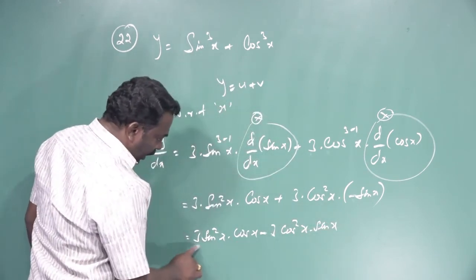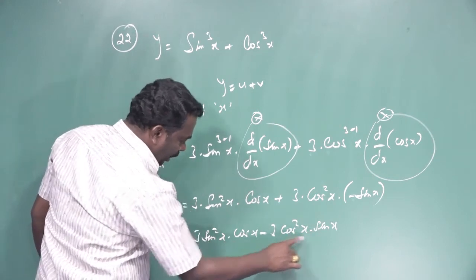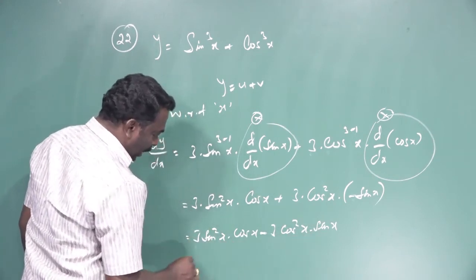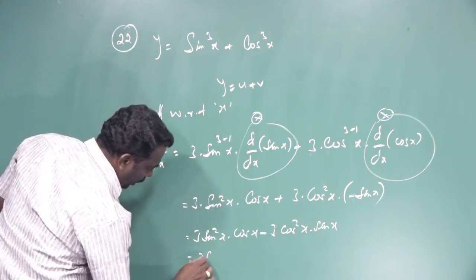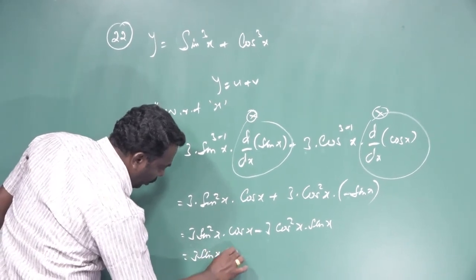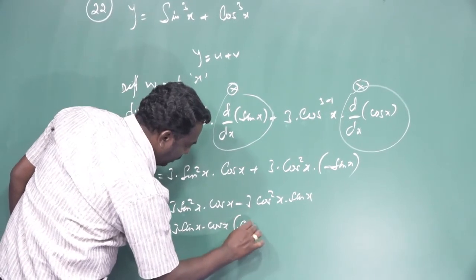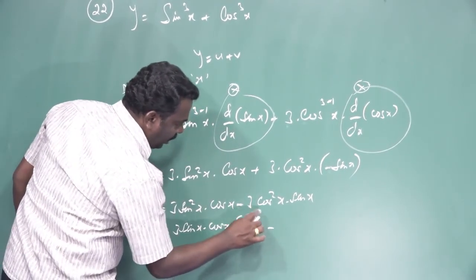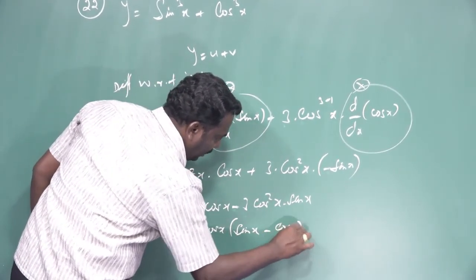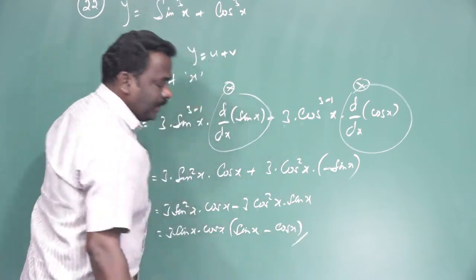In the two terms, 3 is common, one sin and one cos are common. Taking them commonly, that equals 3 into sin x into cos x. The remaining one more sin x in the first term, minus one more cos x in the second term, and that is the final simplification.